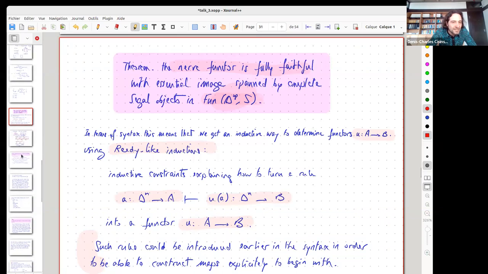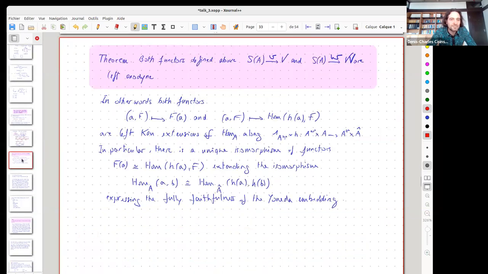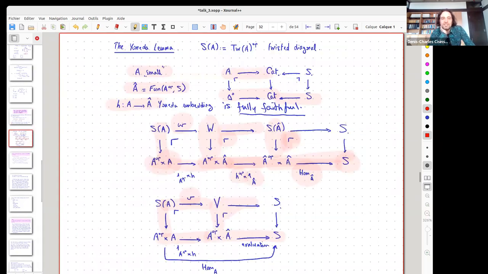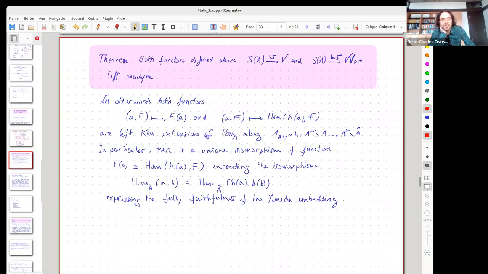Yeah. So if you look at what I'm saying now, sorry, wrong slide. So I think it'll be here. Yeah. What this says, and maybe going back to the previous slide, is that they are left anodyne. So it means that in fact this W here is the left Kan extension of this fibration along this functor. And here we have the same functor and another guy, which is also the left Kan extension along the same functor. And so in particular, they have to be isomorphic. So this thing is isomorphic to that.